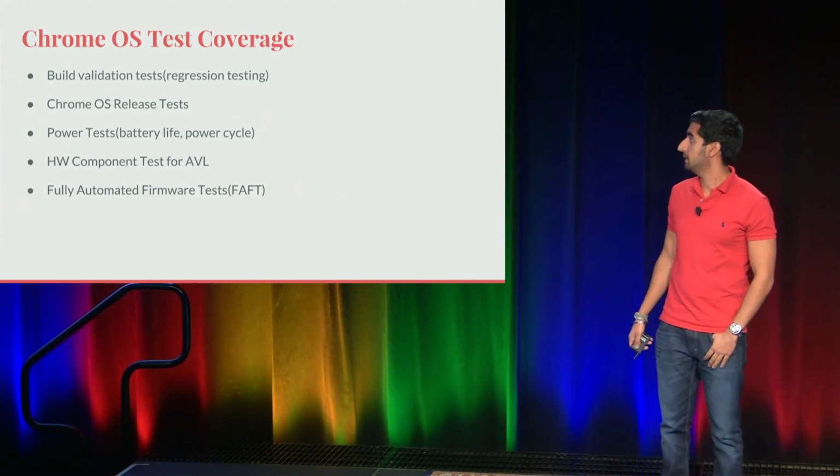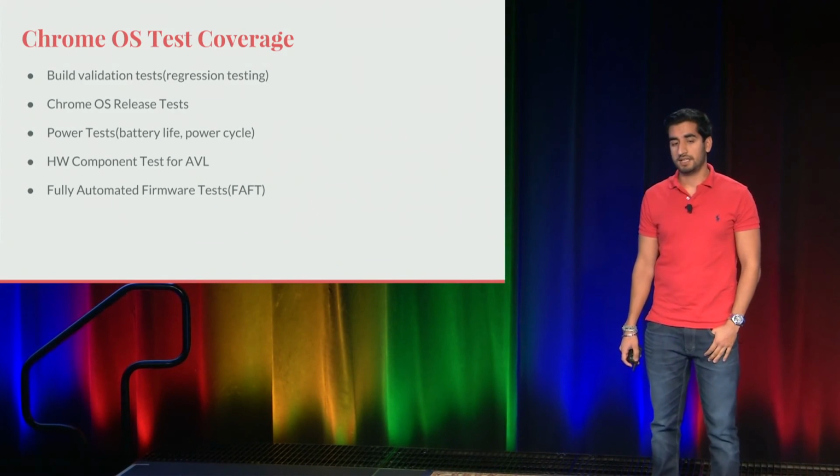All right, so let me talk a little bit about the different kinds of test coverage we do. Now, the most standard test that we run most often is our build validation test. We call it the BVT, and pretty much it does regression testing.